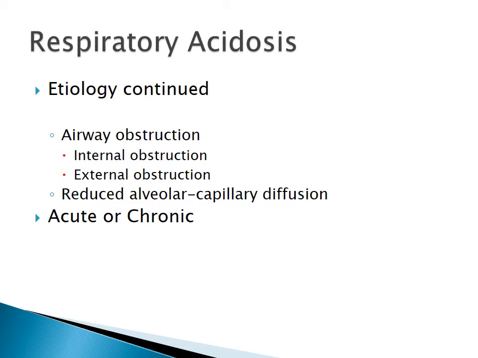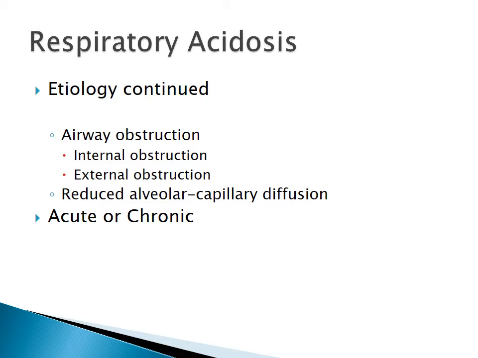Airway obstruction is the third one. Airway obstruction can be internal or external. Internal obstruction can be something like retained secretions or mucus. A really common one that does this is our patients with cystic fibrosis. They're not able to break up those mucus and secretions well enough to bring it up.